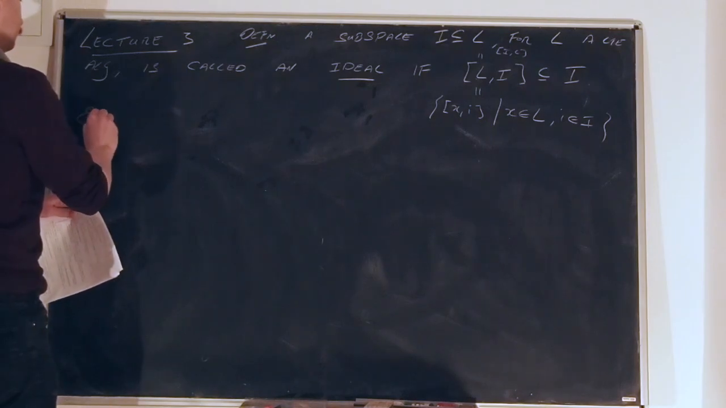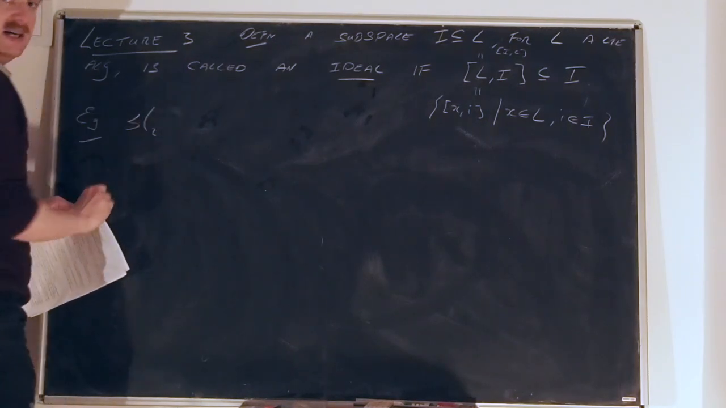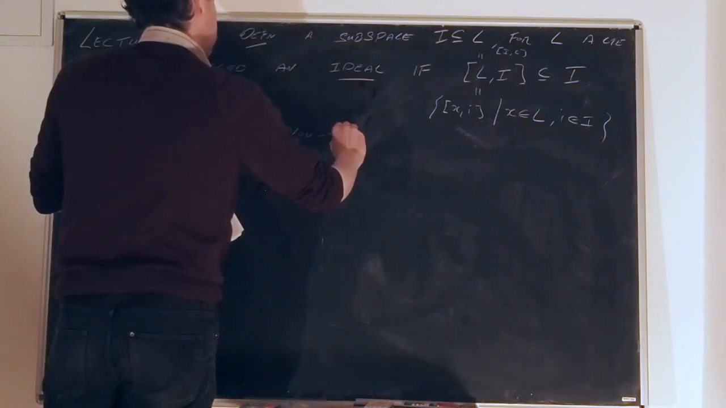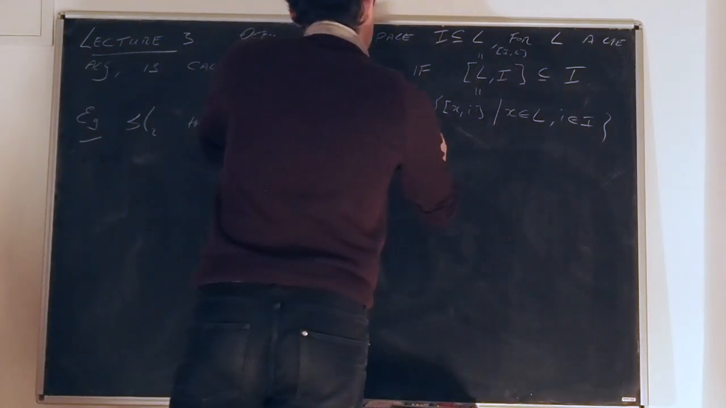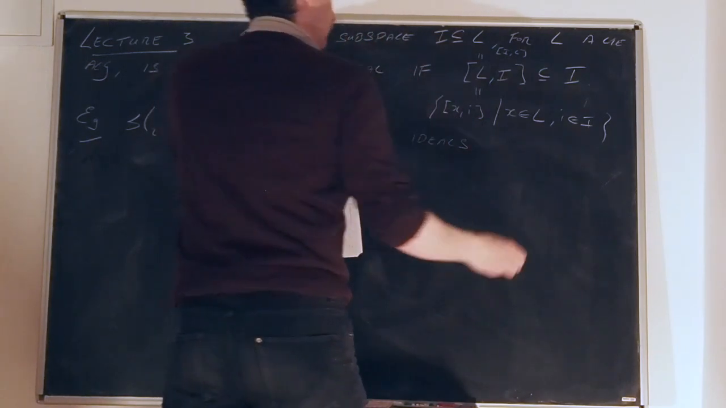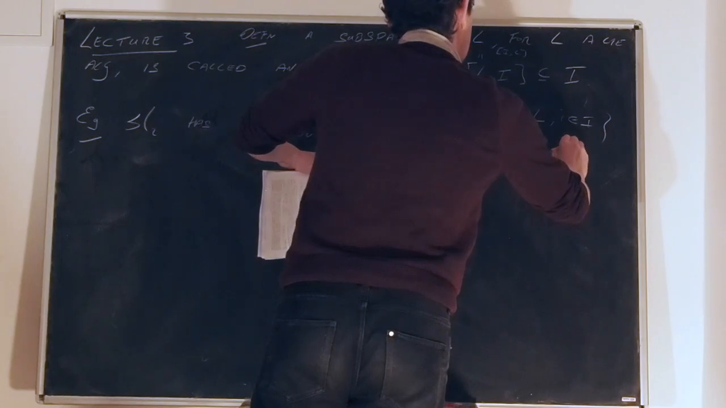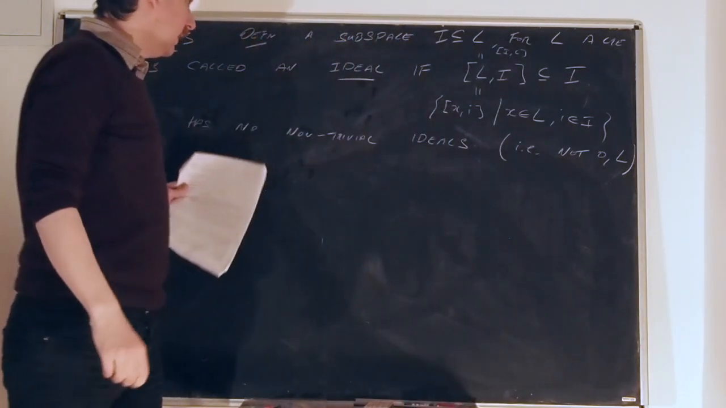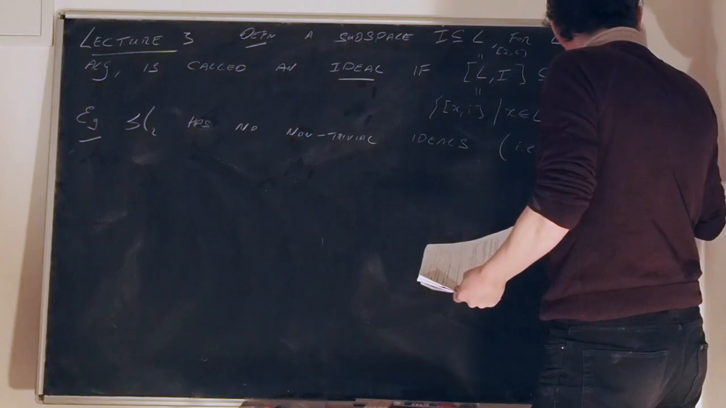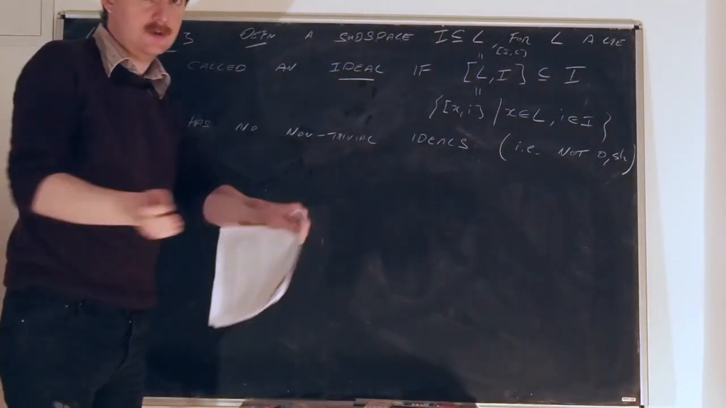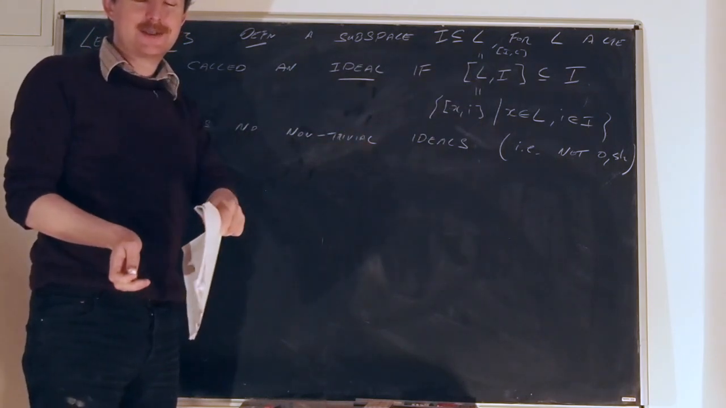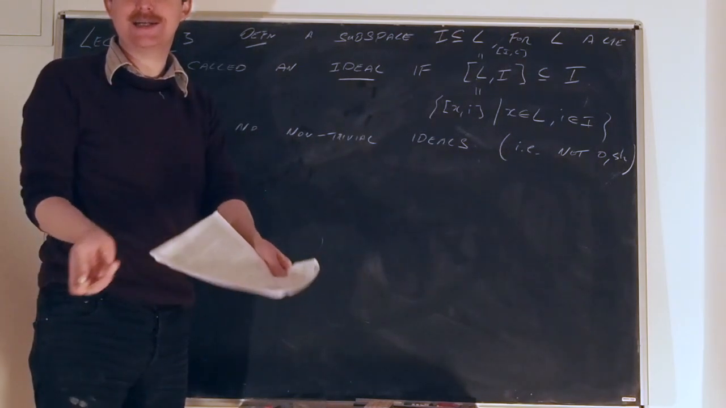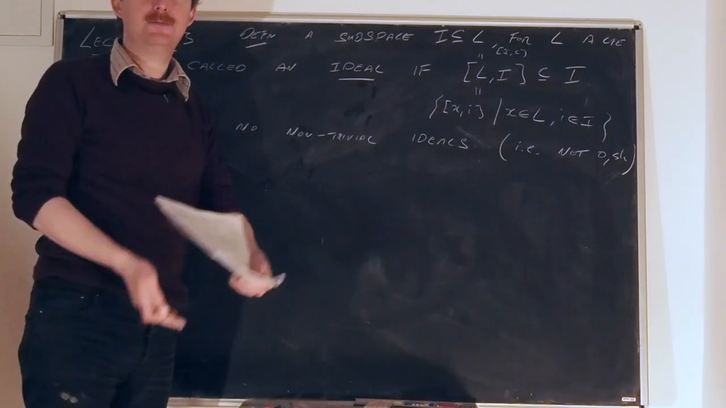Now remember, we had an example. SL2 has no non-trivial ideals, i.e. not 0 or L. Sorry, this is the example SL2, so this should be SL2. Trivial ideals are going to be either 0, clearly trivial because whenever you take the Lie bracket of anything with 0, you're going to get 0. And when you take the Lie bracket of the whole thing, then of course, because it's a Lie algebra, you're going to get something that lands inside L again, because you're considering the whole thing.